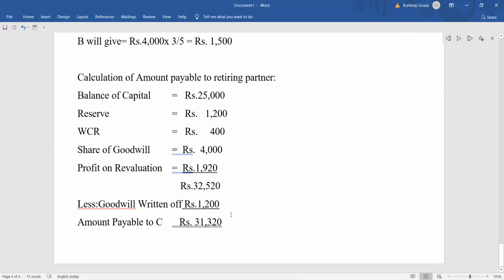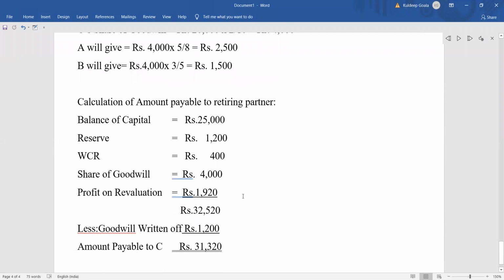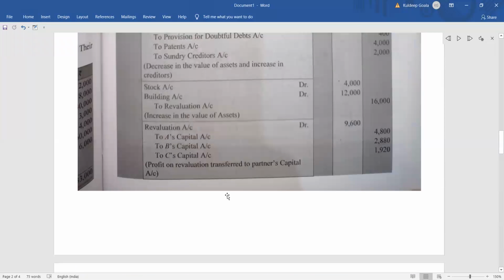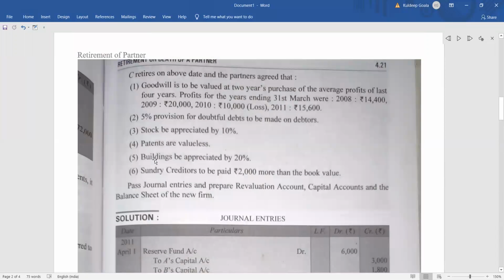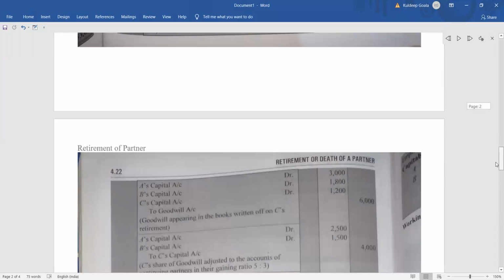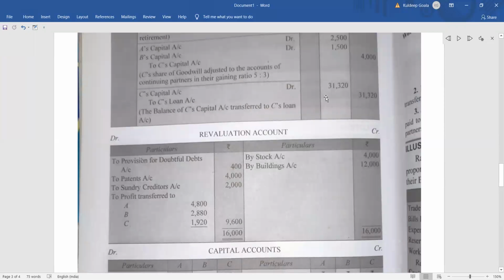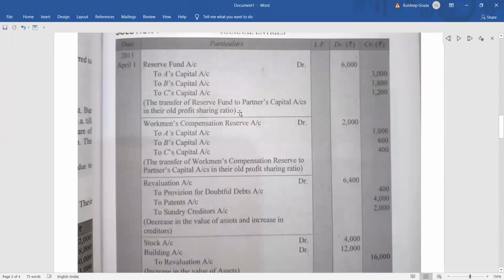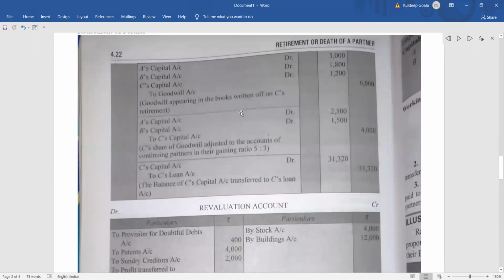Now this 31,320, if nothing is mentioned, how are we going to settle it? Like we saw in the question, there was no information how C is going to pay. So you're going to pay it in the loan account. So what is the journal entry for that? Just a few minutes back we saw that it will be C's capital account debit, 31,320, to C's loan account, 31,320. Clear everyone? Now this is a very important part of the journal entry. It may come for a 6 mark.